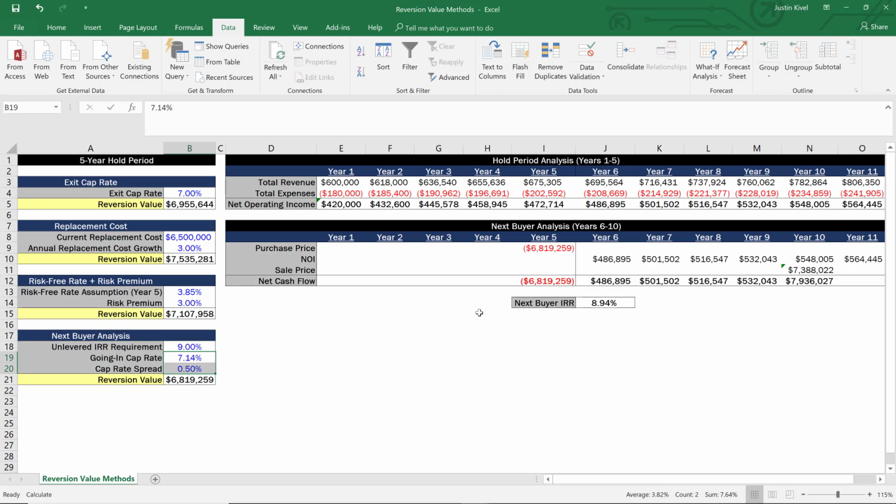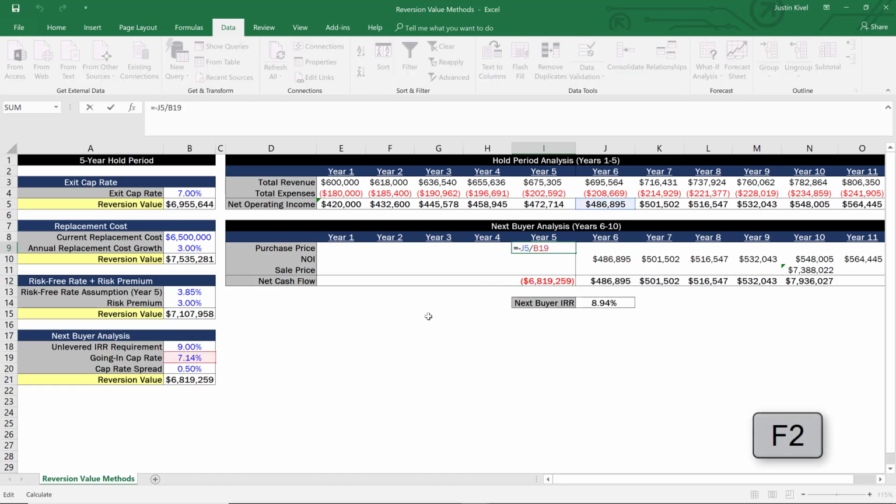So this is how we're going to do it. The next buyer analysis assumes that they buy the property at a certain cap rate. So the way we do this is we calculate what their initial purchase price would be. If I hit F2 on cell I9, this value is driven off of negative J5. So we're taking that year 6 net operating income and dividing that by our assumed going-in cap rate. That's going to get us our purchase price, and that's going to be a cash outflow because they're going to buy the property at that price.